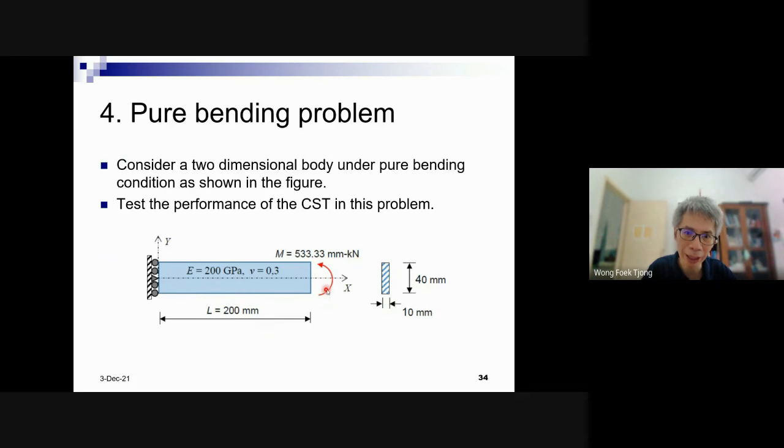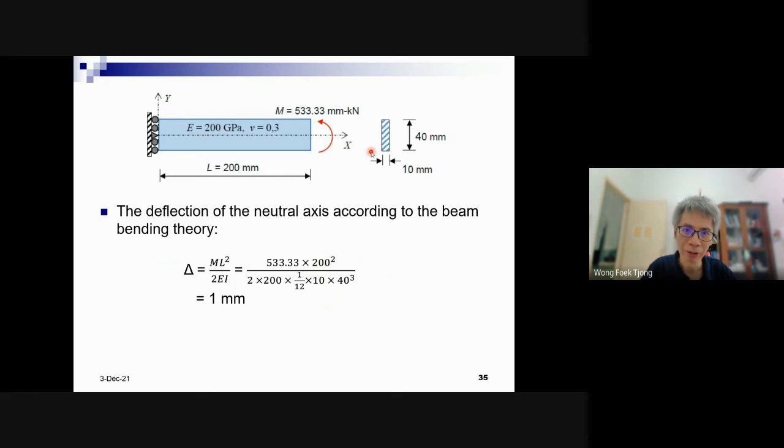533.33 newton millimeter. Why did I choose this number? I chose this number to make the displacement easy to remember. Because using this number, if we calculate the displacement due to moment, according to the beam theory, it's just 1 millimeter. Actually, I adjusted the loading in such a way that it gives 1 millimeter deflection according to beam theory. So for this pure bending problem, we actually don't need finite element, right? Because we can just use the beam bending theory. And according to the beam bending theory, the result is 1 millimeter.